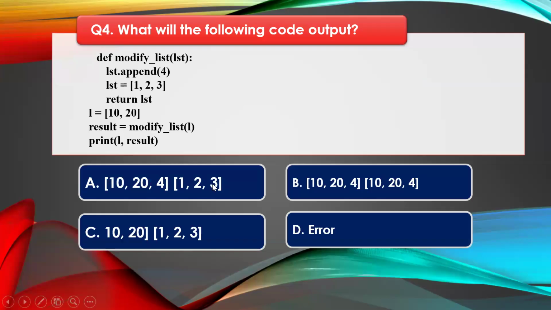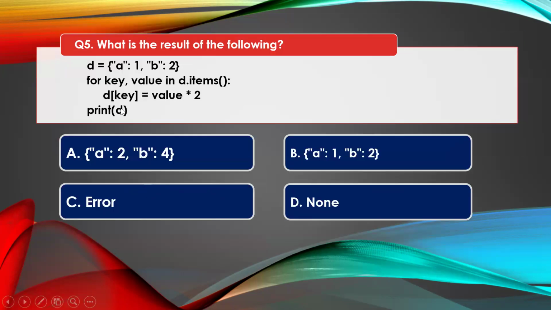Let me show you over here. This will be the answer. 10, 23, and 1, 2, 3. This is the answer we're getting. Now quickly go to the next one.